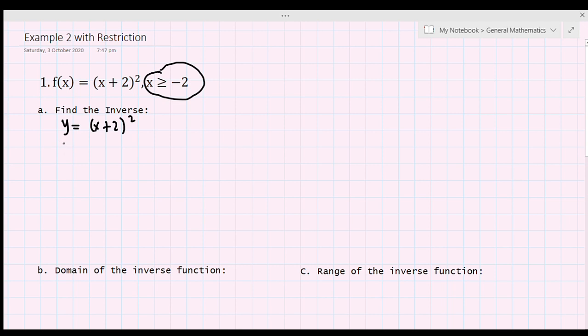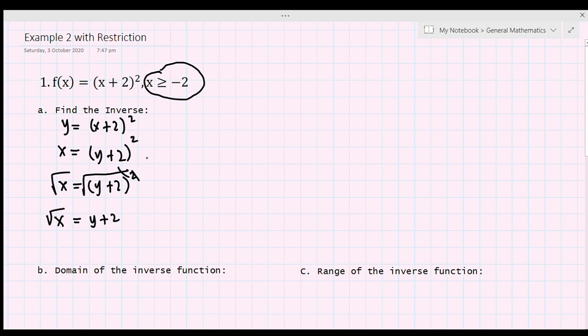So the next step is to interchange x and y. So we have x is equal to the quantity y plus 2 raised to 2. Then since we need to find the value of y in terms of x, and since meron tayong power of 2 dito, we need to square root both sides for us to be able to find the value of y. And then meron na tayong ganitong result: the square root of x is equal to y plus 2.